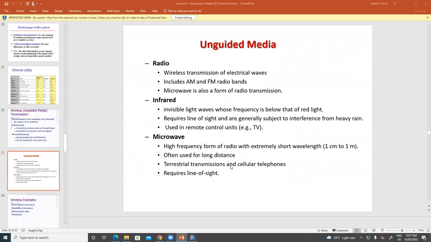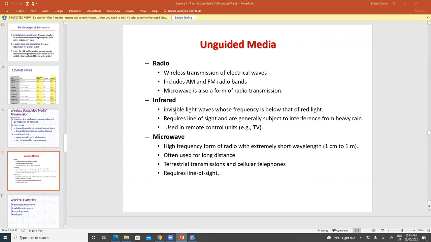Further to that, unguided media. There are three types, as we have mentioned before. The radio is wireless transmission of electrical waves, and includes AM and FM radio bands. Microwave is also a form of radio transmission, right? AM and FM, we all know, are amplitude modulation and frequency modulation.